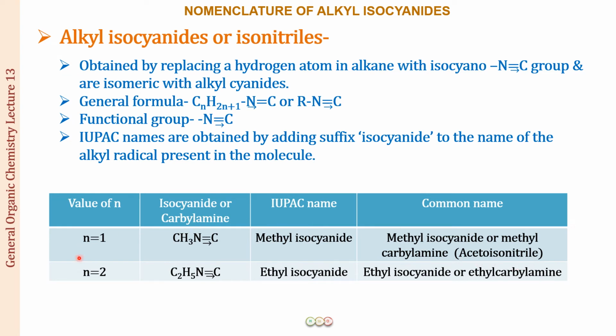Okay, and then we have N equal to 2. It is going to be C2H5NC. It will be ethyl isocyanide. The common name also being ethyl isocyanide and ethyl carbylamine. So these compounds, they are also called as carbylamines.